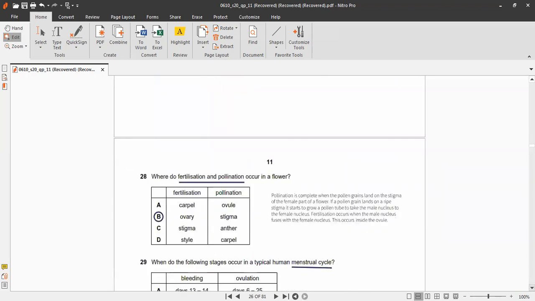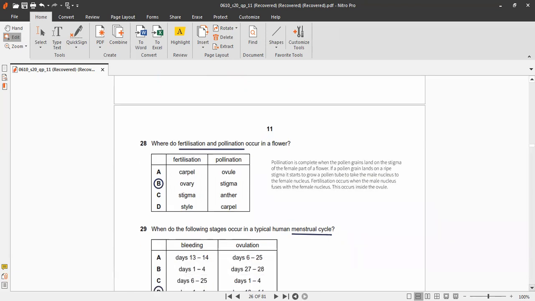Where do fertilization and pollination occur in a flower? Pollination is complete when the pollen grains land on the stigma. So pollination is stigma. What about fertilization? If a pollen grain lands on a ripe stigma, it starts to grow a pollen tube to take the male nucleus to the female nucleus. Fertilization occurs when the male nucleus fuses with the female nucleus inside the ovule in the ovary. So fertilization is ovary, pollination is stigma.